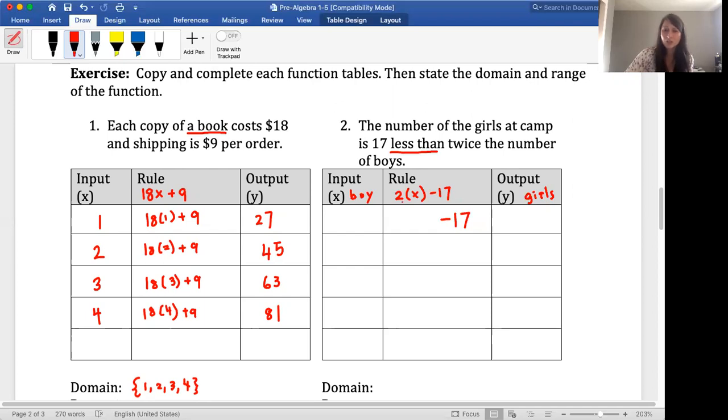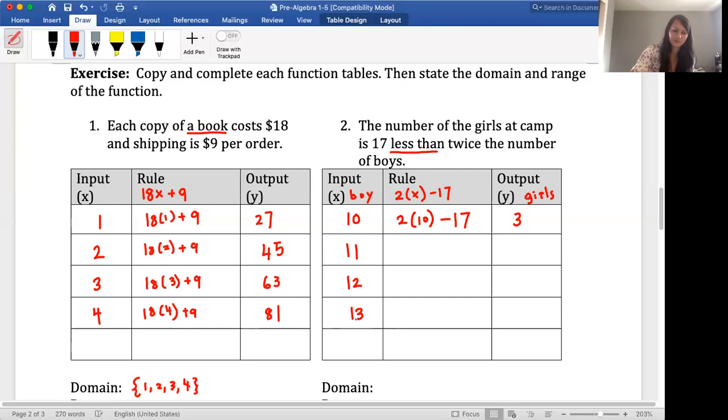So think through what this represents here. We don't want to have negative people. So I think I would have to have at least, I don't know, we could start with 10 boys. So we could say 2 times 10, and that would be 20 boys, right? 20 boys minus 17, that would be 3 girls left. Okay, so maybe I'll go up from there, 11, 12, and 13.